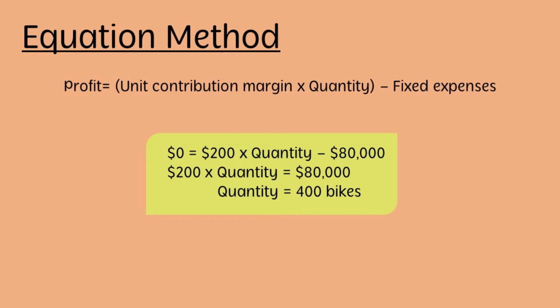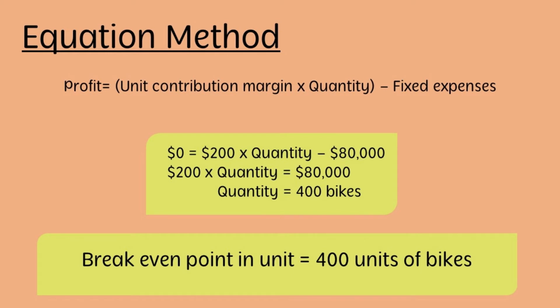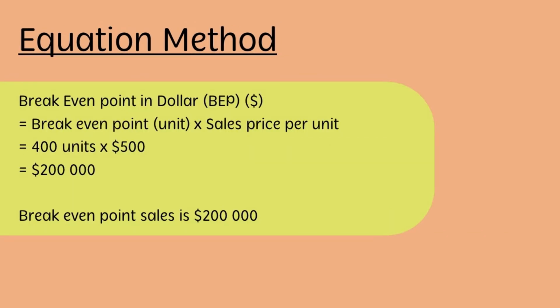So we just have to solve this equation, and there you go. The break-even point in quantity is 400 bikes. That means we have to sell 400 units of bikes to achieve 0 profit and 0 loss. To find the break-even point in dollars, you just have to multiply the break-even point in units by the selling price. The selling price is $500 for each bike, so we multiply 400 bikes by $500 per bike. We get $200,000 as the break-even point in dollars.